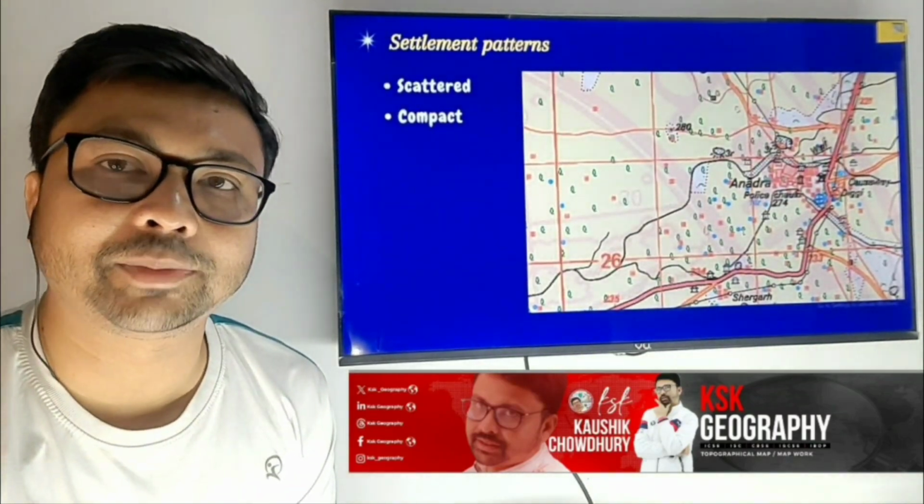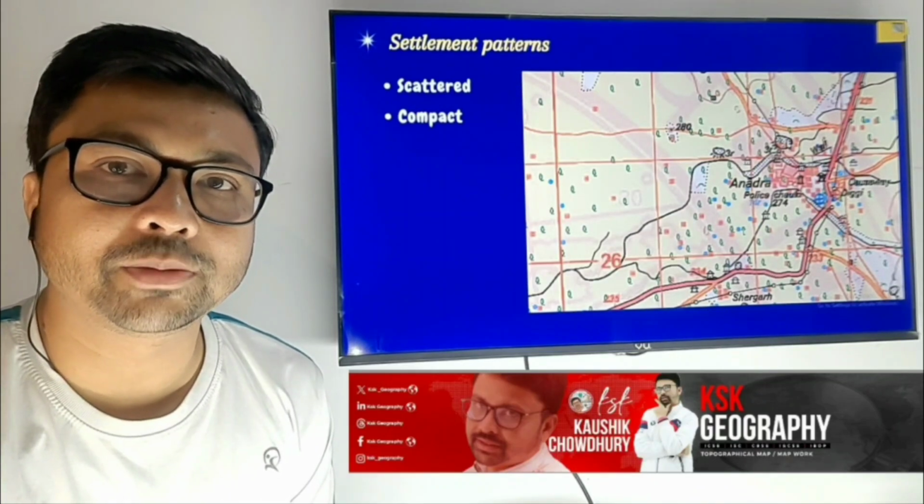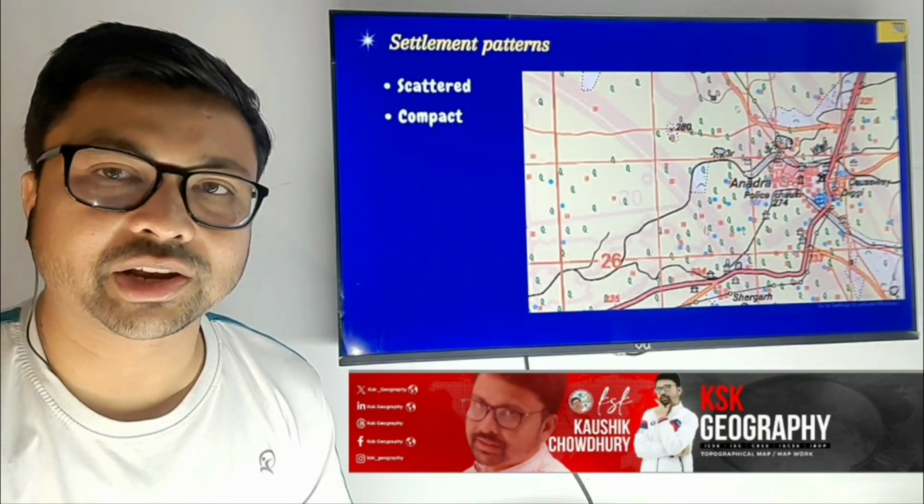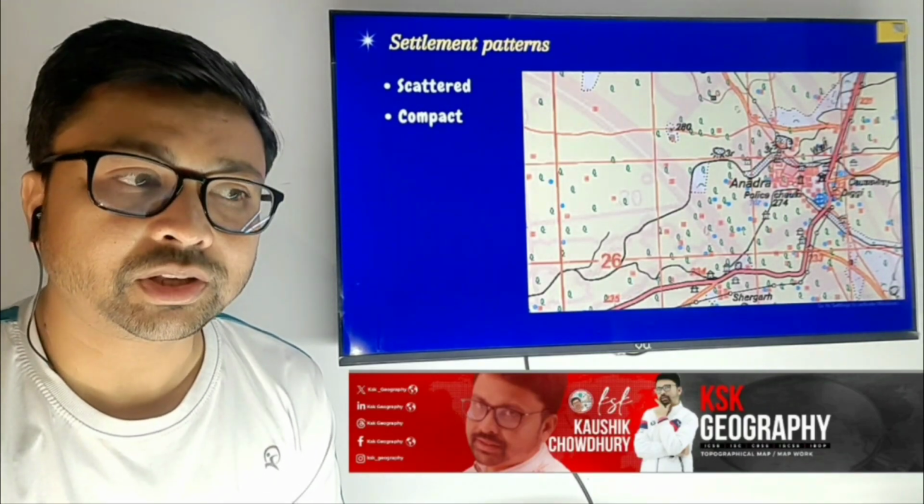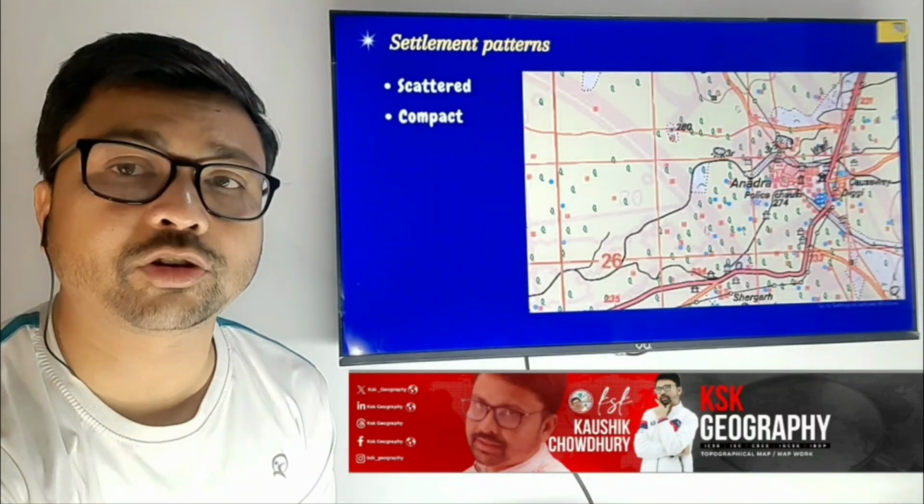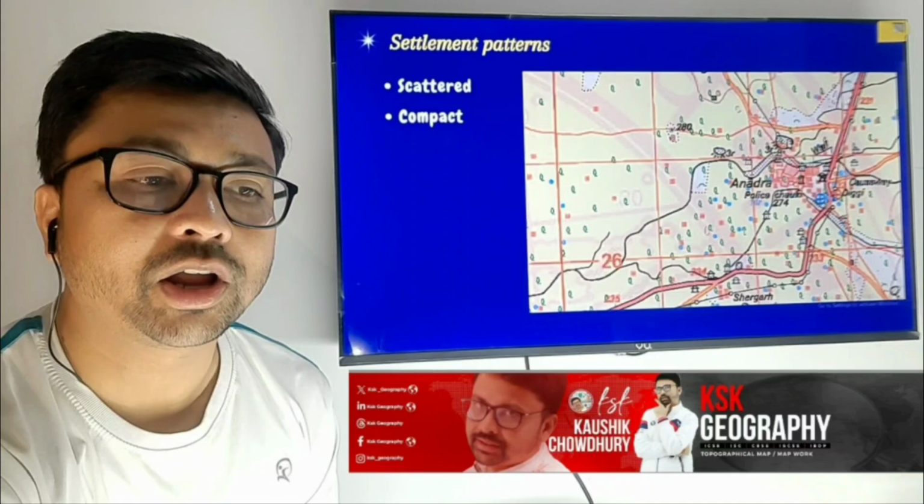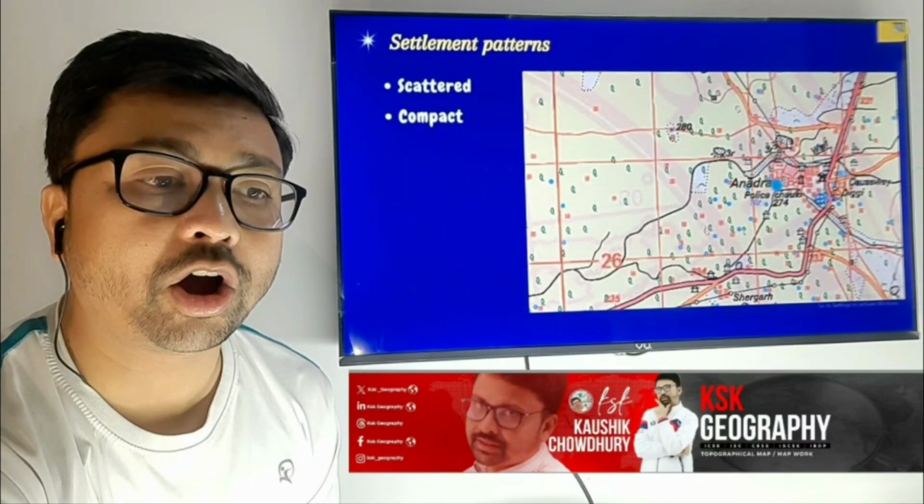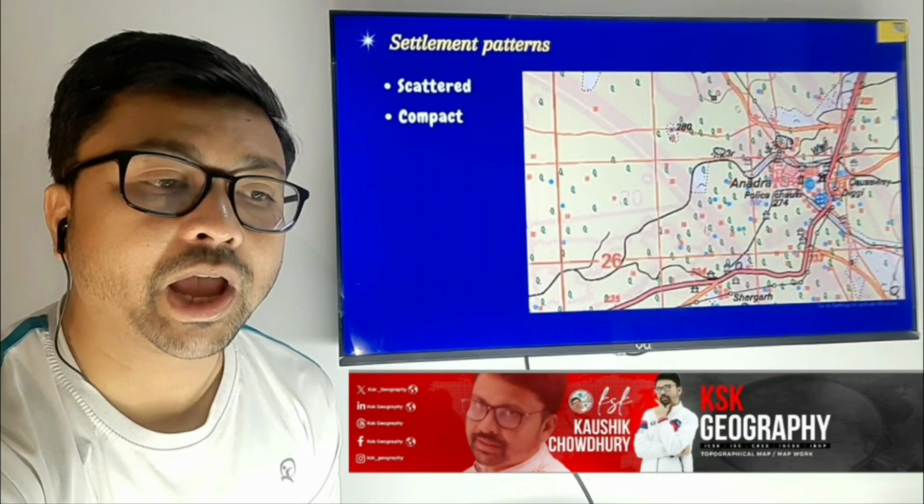So after that, here you can see the settlement pattern. The settlement pattern will be easy for you to understand. These are the red color boxes, basically. Now there will be two types of settlement. When the red color boxes are very congested, that time it will be called the compact settlement or nucleated settlement.